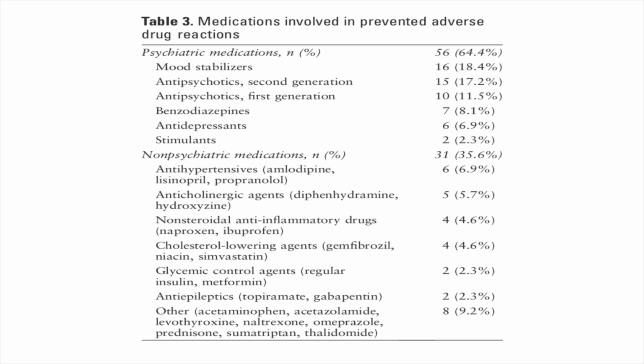Finally, Iupa et al. looked at medications involved in prevented adverse drug reactions. I do not know how they determine whether something like a stimulant is a prevented adverse drug reaction or a mood stabilizer is a prevented adverse drug reaction. Maybe that is if somebody's out of range. Same with the antipsychotics, without therapeutic serum level range.